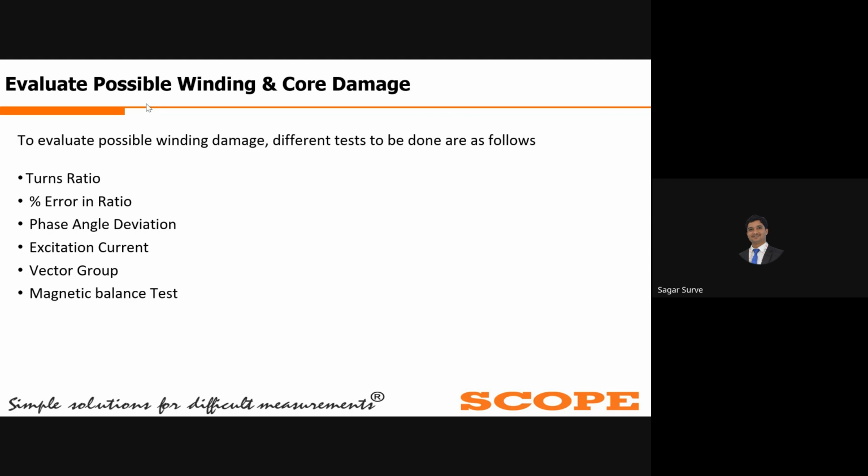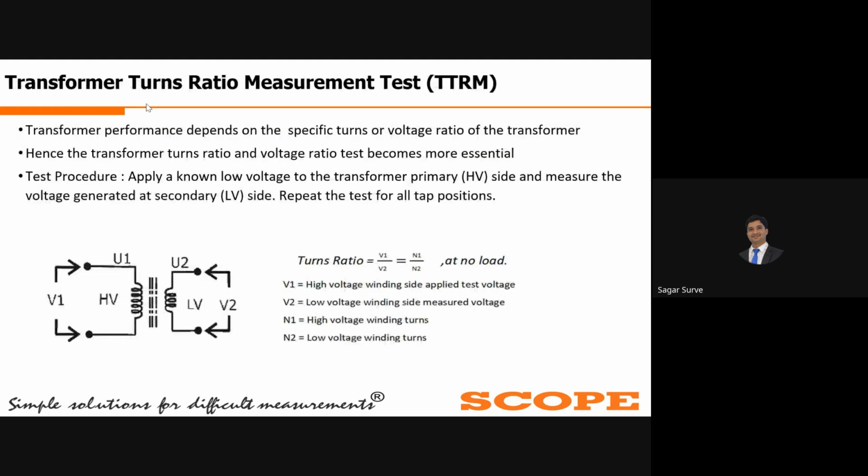Now, the possible winding and core damage evaluation. To evaluate the possible winding damages, we have to perform various tests. These are winding turns ratio, percentage error in ratio, phase angle deviation, excitation current, vector group, and magnetic balance. All these tests can be performed with a single transformer turns ratio measurement instrument. With that, we can analyze the transformer winding, or we can predict if there is any abnormality or any failures in the transformer winding by conducting these tests. So in the subsequent slides, we will see all these tests one by one.